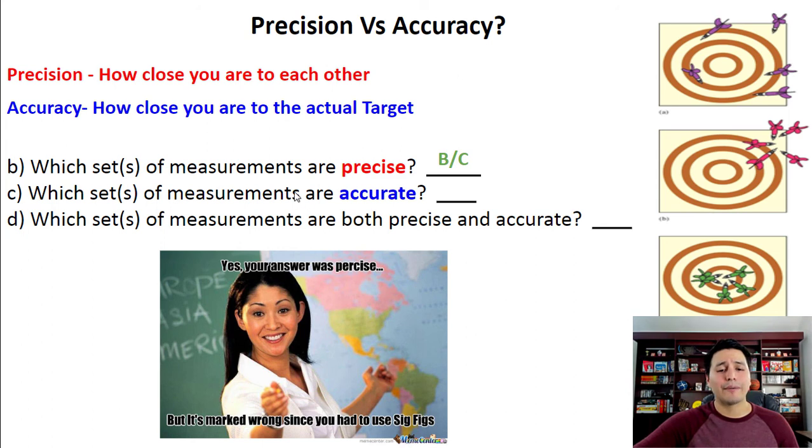Next it says, which set of measurements are accurate? Accurate is how close you are to the intended target. In this case, the intended target will be the bullseye. So the only one that is going to be on the bullseye looks like it's going to be C. Now, which set of measurements are both precise and accurate? Well, this is precise, but this is also accurate, so we know that the answer will also just be C.